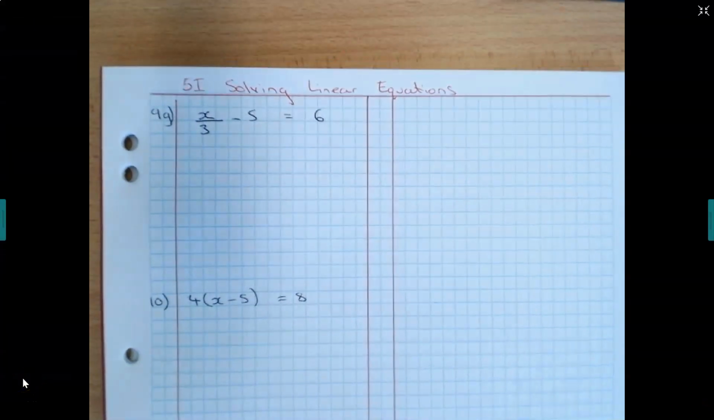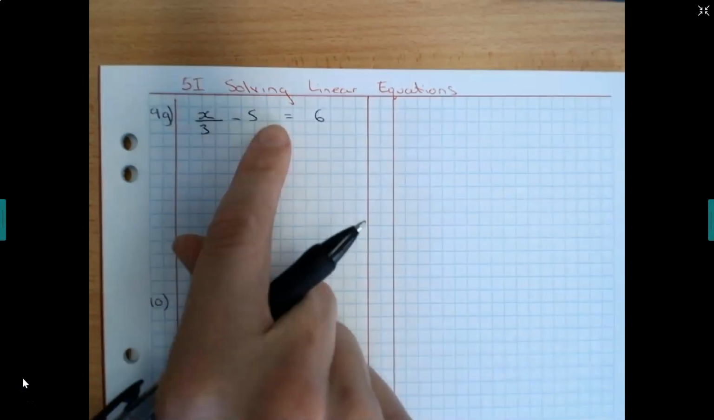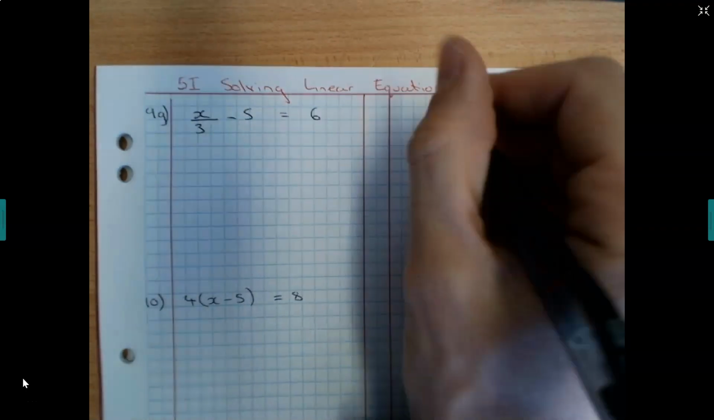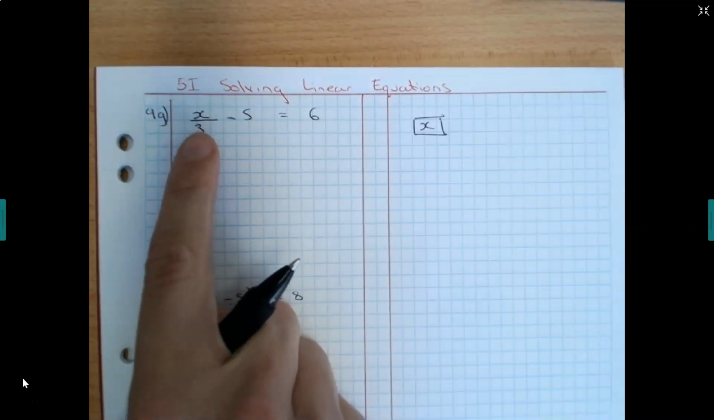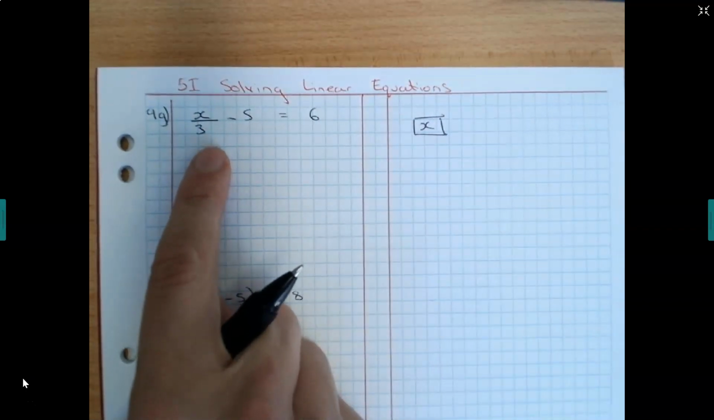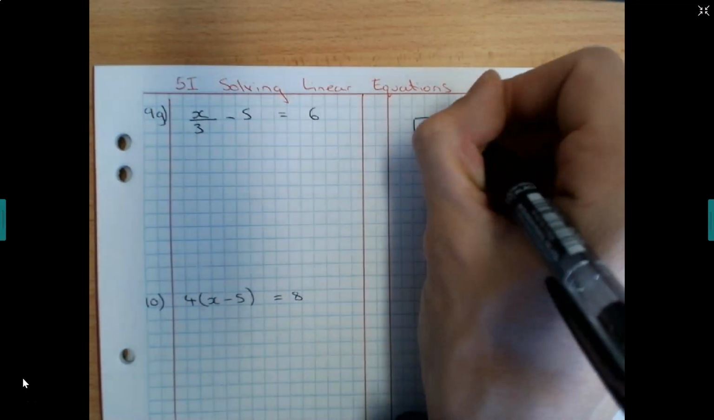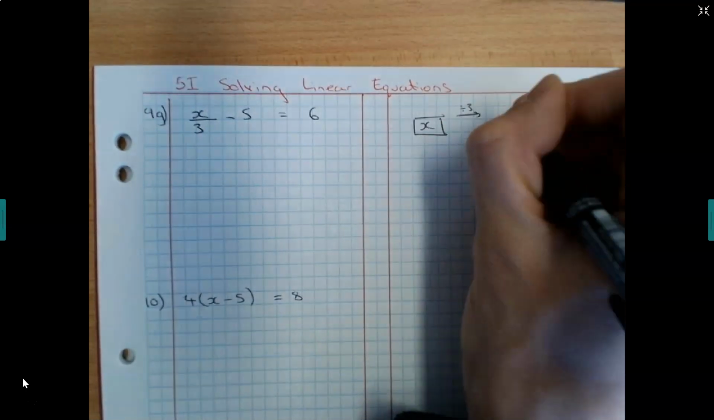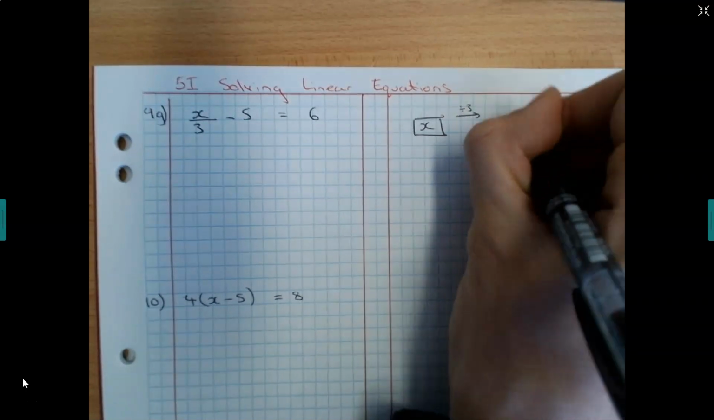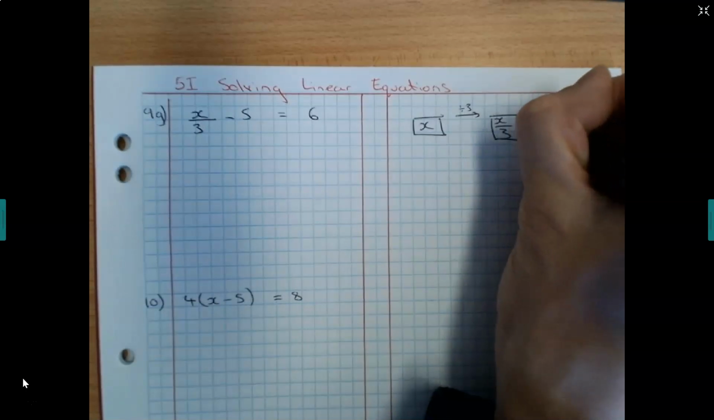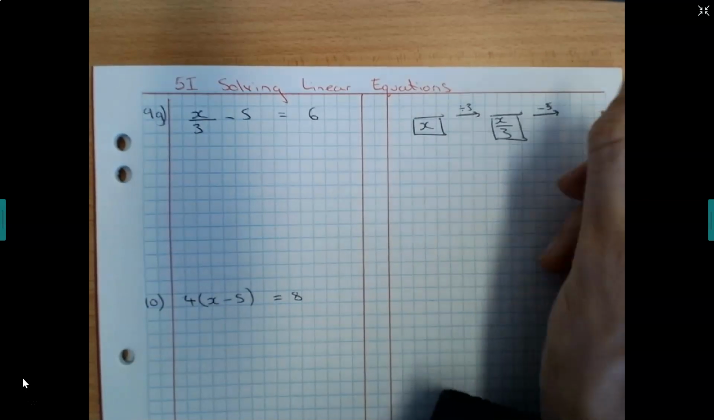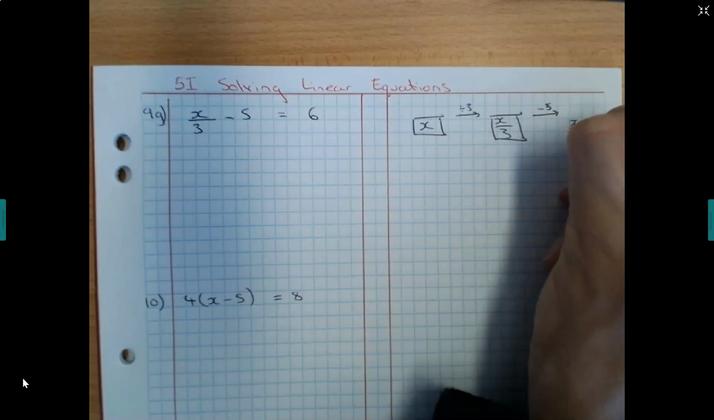Right, so with all of these, the best way to understand which operation you should be doing first is by understanding the flowcharts. So in building this expression here, I start off with an x, and the first thing that happens to the x here is what? It's divided by 3. So that's divided by 3 to become x over 3. And then minus the 5. So this would become x over 3 minus 5.